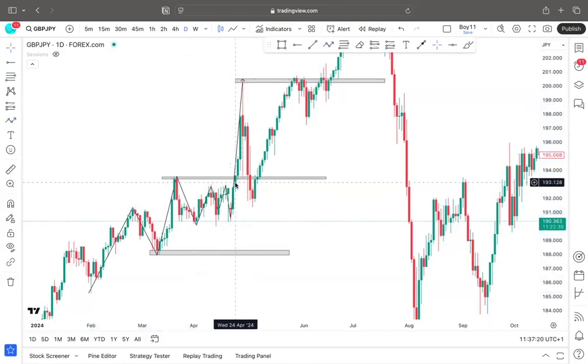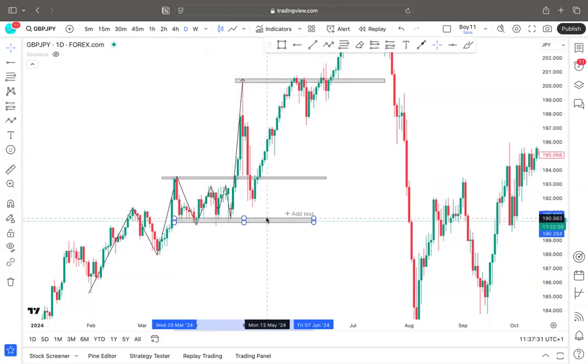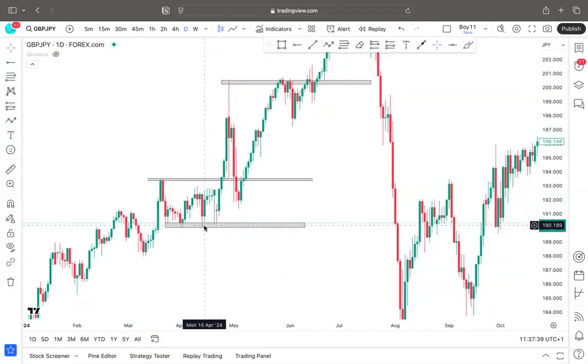So where did this move start from? It started from here. So this will now be our new support level. We don't want to work with this anymore because we already have a breakout. So this would now be the new support level right here. Let me just remove the zigzag. So this would now be our new support level. This would now be our new resistance level.